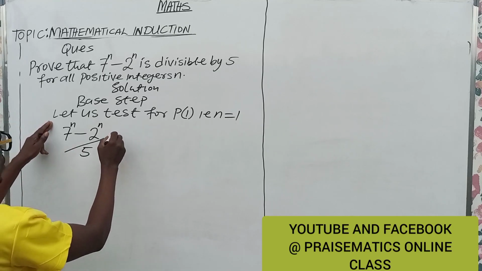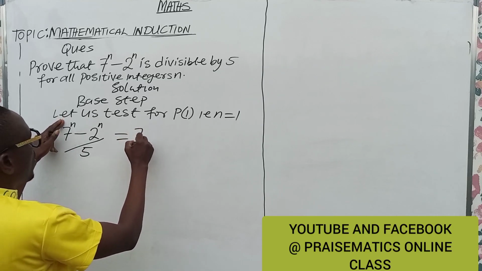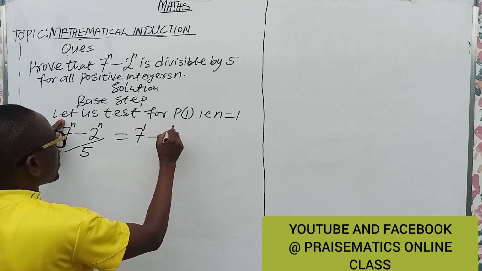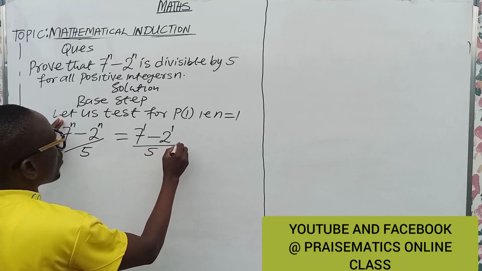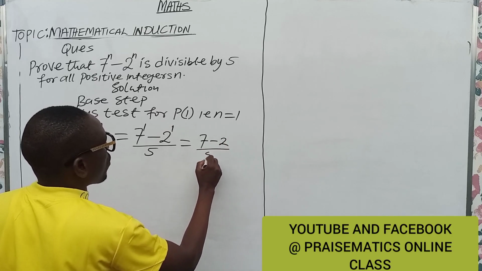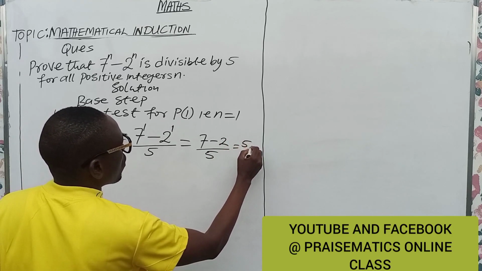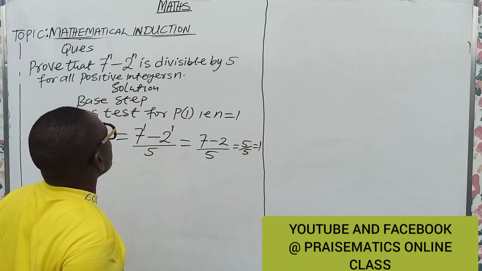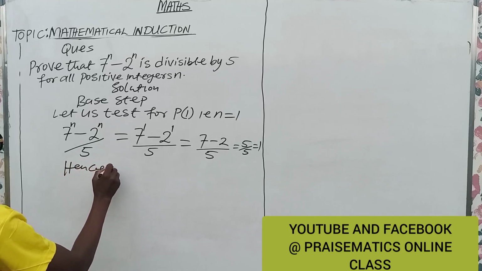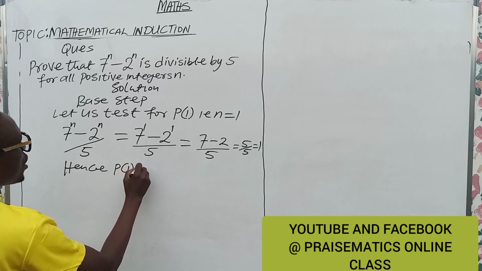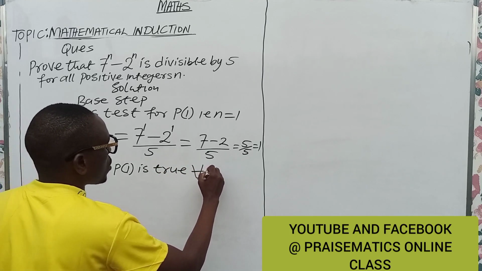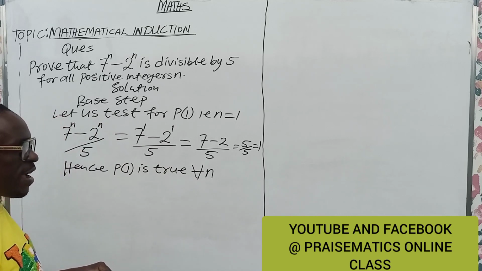When n equal to 1, what do we have? We have 7 raised to power 1 minus 2 raised to power 1 all over 5, which will give us 7 minus 2. Is it divisible by 5? 7 minus 2 is the same thing as 5 over 5, which is 1. It is divisible. We can now say hence P of 1 is true for all positive integer n.